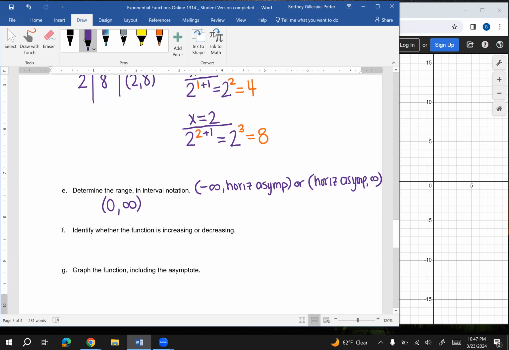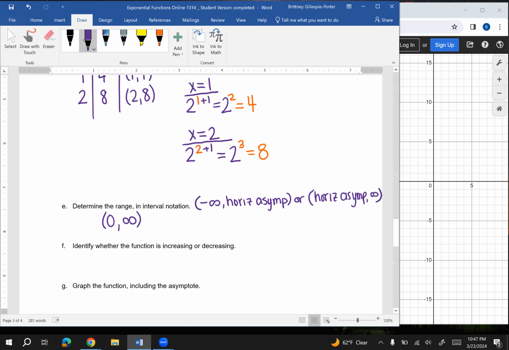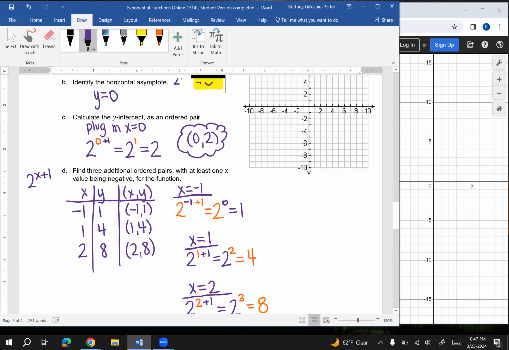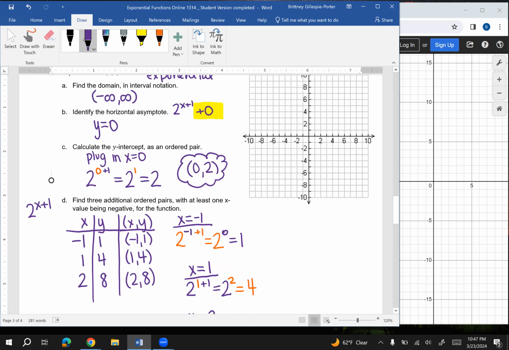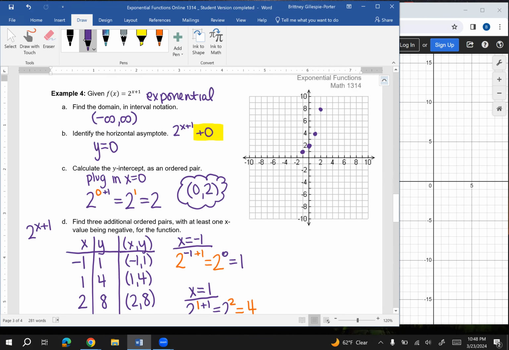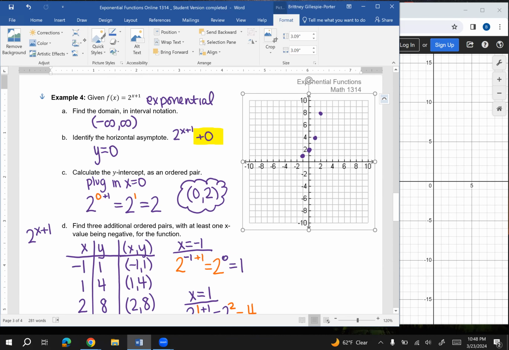We just said that the function keeps getting bigger as we plug in values that are higher in our x's. But let's go ahead and graph this. That may help you figure out whether or not our function is increasing or decreasing, because visuals are always nice. So we found the y-intercept was (0, 2). Going to start there. We found (-1, 1), (1, 4), (2, 8). If you would have plugged in 3, you would have gotten 16, which would have been off the charts.